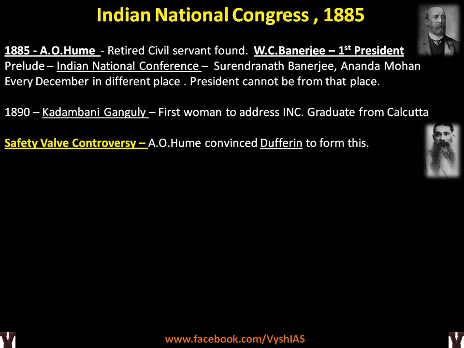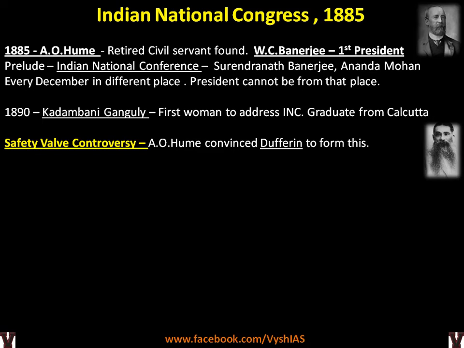Now the safety valve controversy. A lot of historians have been debating over this, and multiple books are written over this, multiple articles are there in the archives. So this is actually a version that A.O. Hume convinced Dufferin to form this. But why? It was actually because Indians were forming multiple bodies. We saw in the last slide, across India, pan-India movements were happening, and leaders were coming up with different bodies, and they were becoming a challenge or a threat to the British India government.